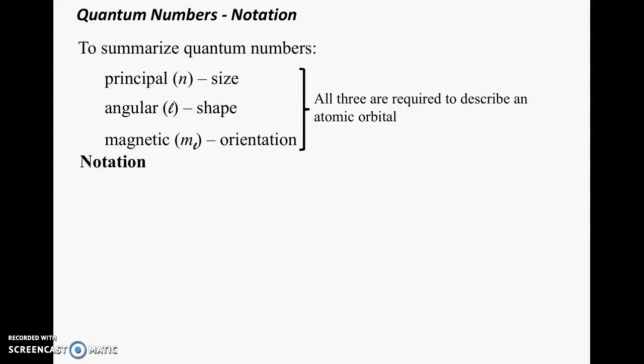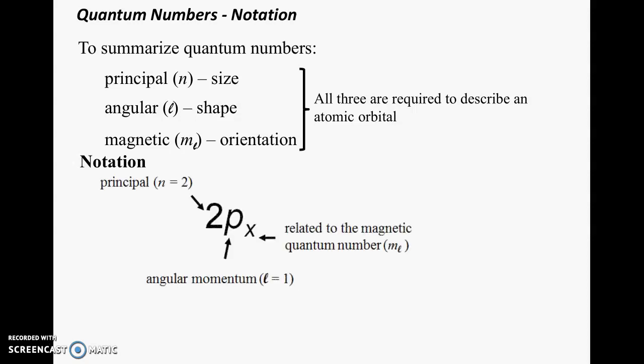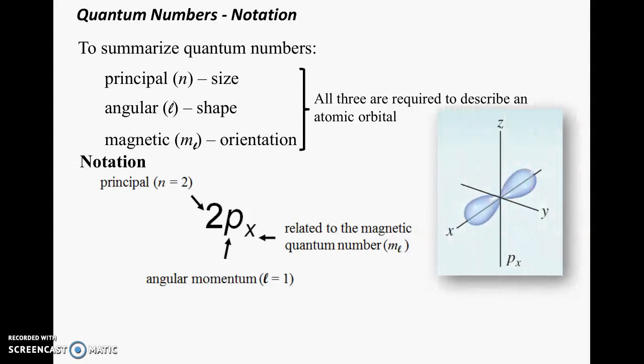And we have a notation for that. And so it'd be like 2px. So your principal quantum number is 2. The angular momentum is 1, so it's a p orbital. And the m sub L tells you the direction. It tells you it's an x, so it would lie upon the x axis. And this is a picture of what that would look like.